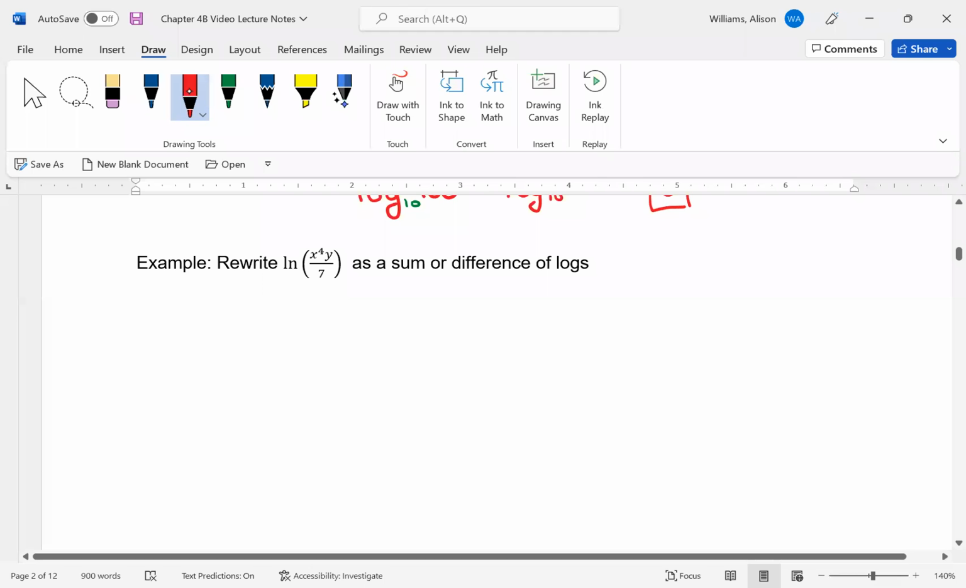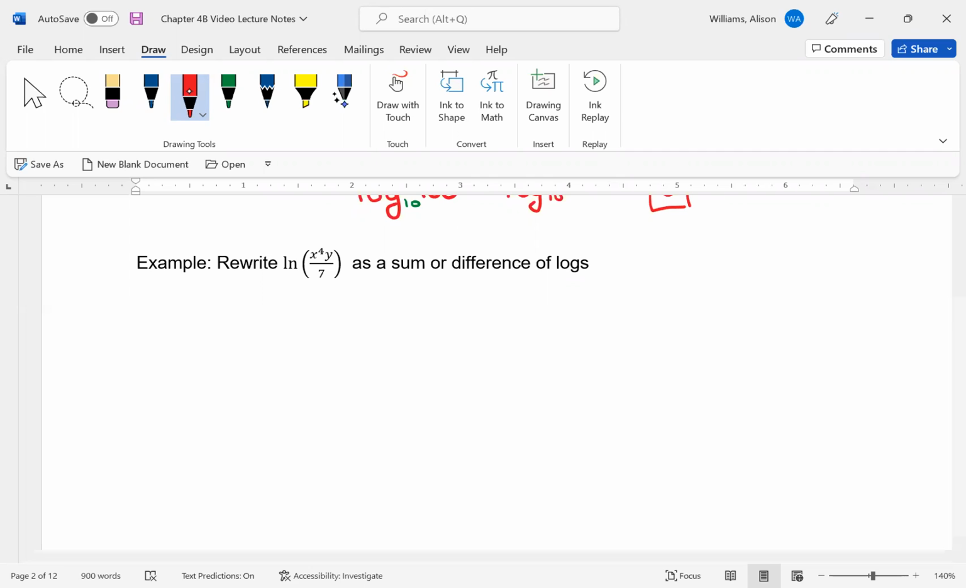And then in this one, they want us to do the opposite. This time we're going to rewrite it as an expanded version of logarithms, multiple logs with additions and subtractions, and we're not going to have any exponents. So we're going to basically use the exponent rules to spread it out. I'm sorry, the logarithm rules to spread them out. Okay, so first thing I'm going to do is I'm going to tackle the division. So I'm going to put the numerator x to the 4th y as its own log, and then the denominator, oh, that's a 7. There.